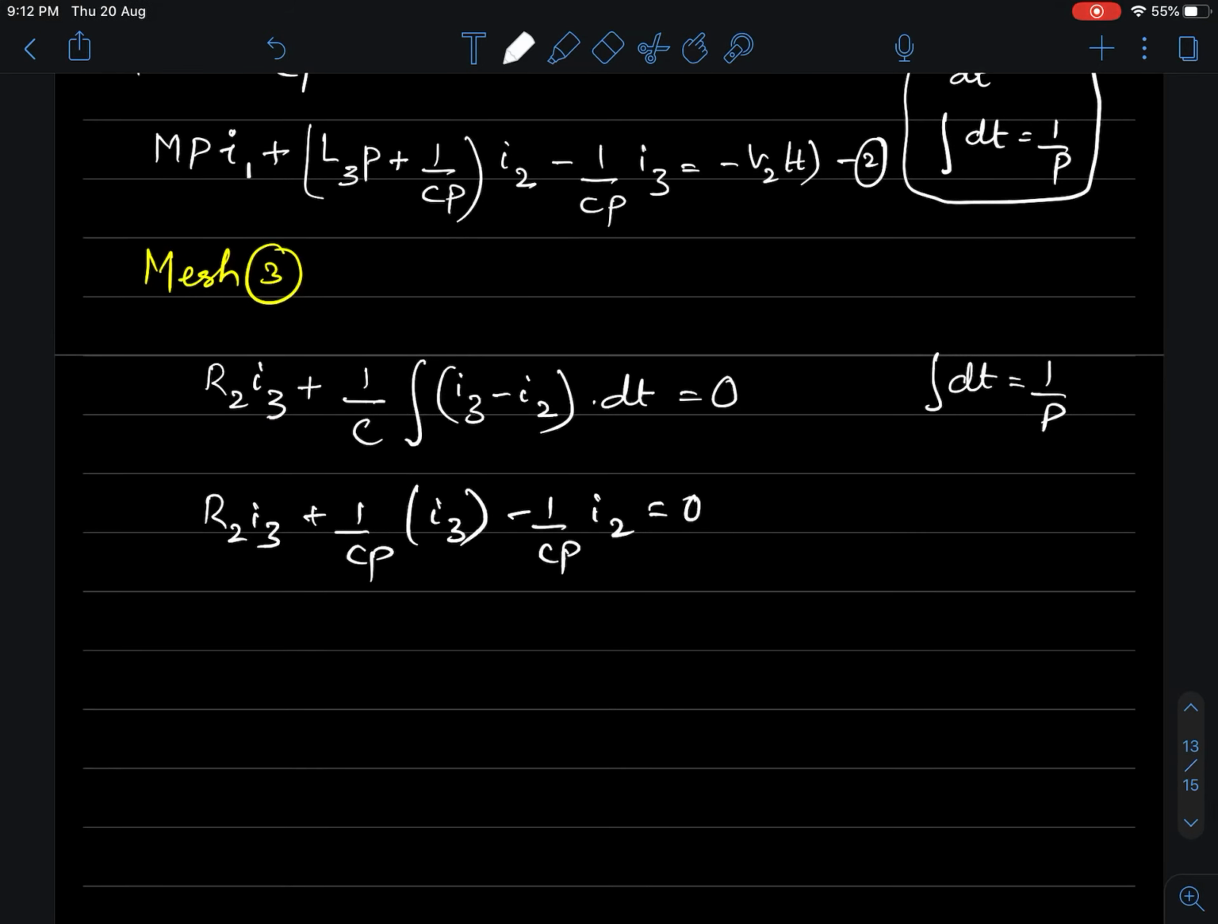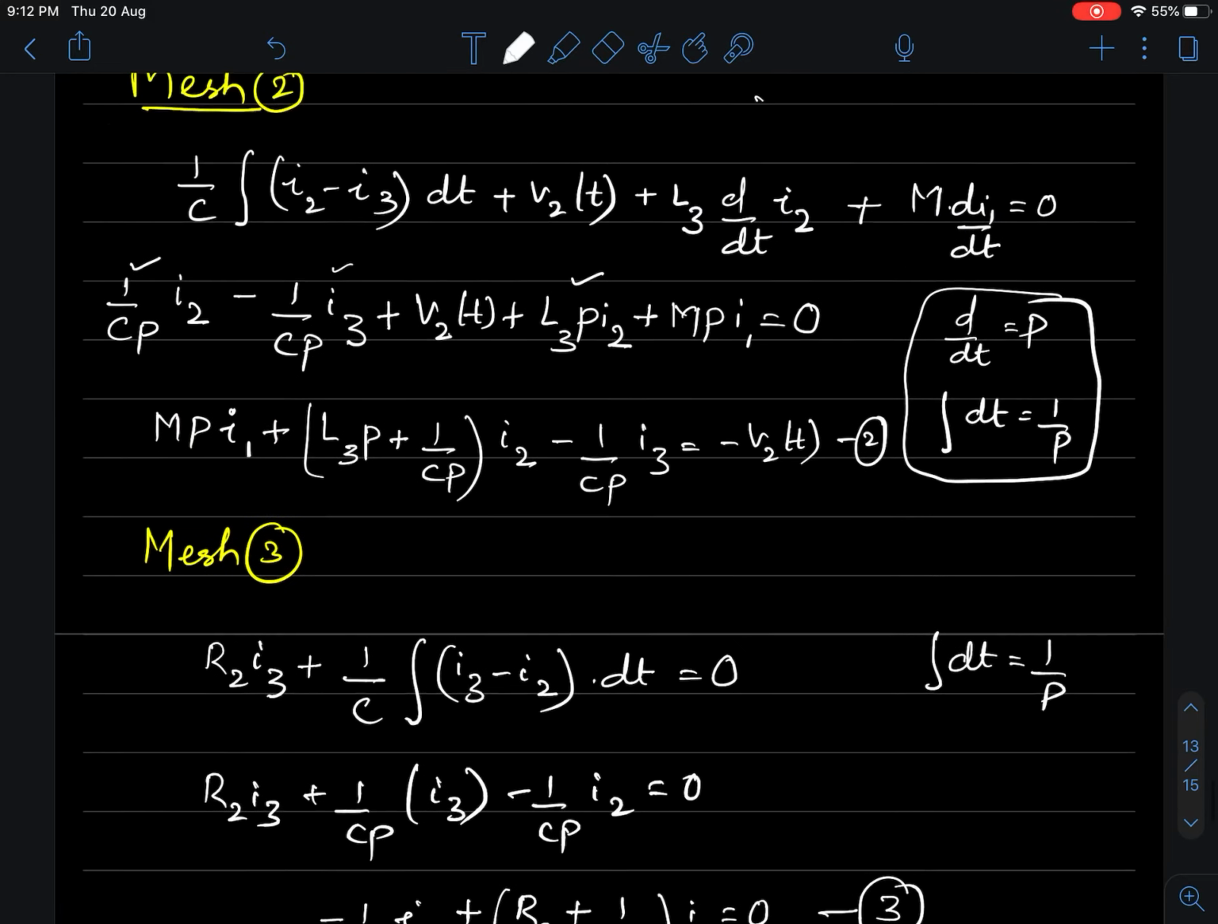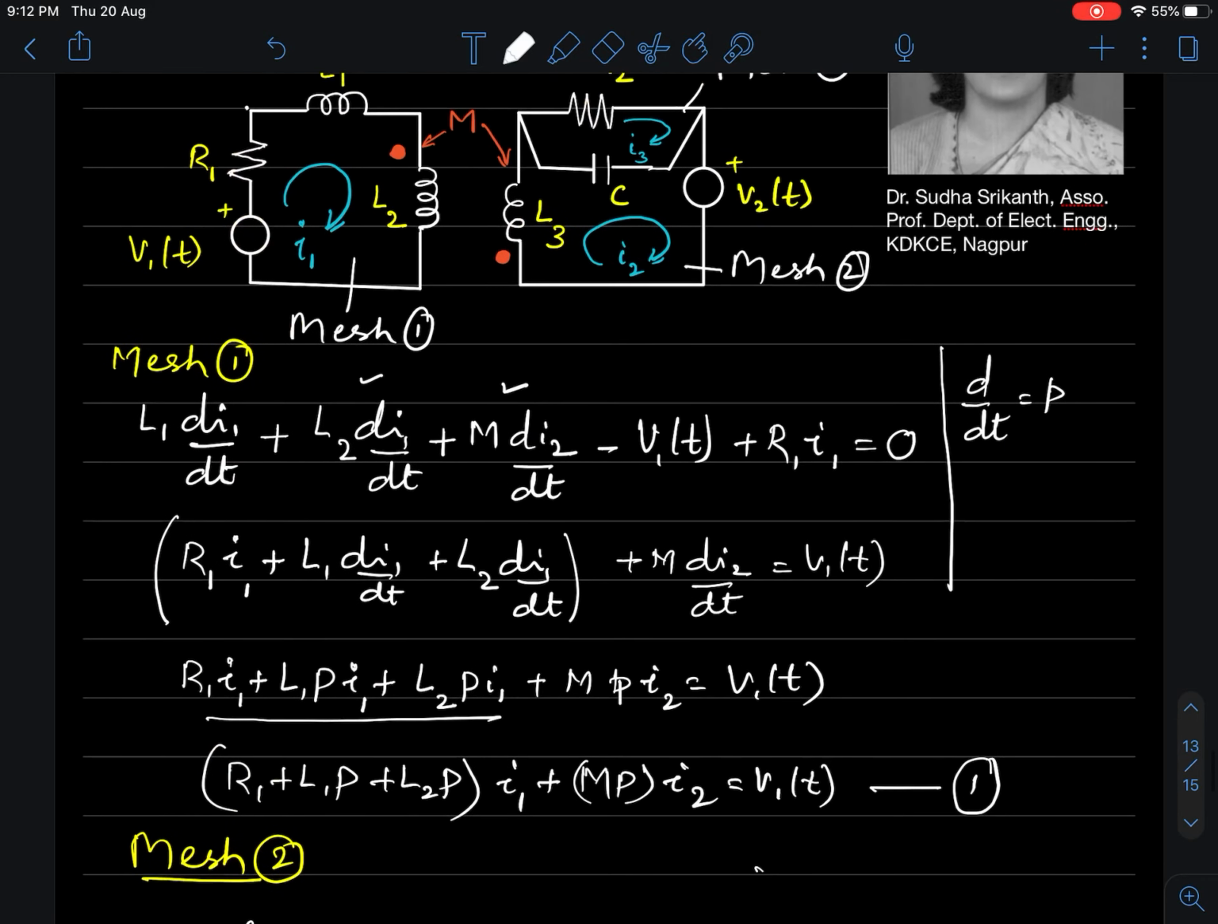So I can rearrange these things. I'll write the coefficients of I1, I2, I3. There is no I1, then I have only I2: 1 by Cp into I2 plus R2 plus 1 by Cp, whole thing multiplied by I3 equal to 0. This is my third equation. Alright, so we are able to write 3 equations for this particular circuit arrangement.